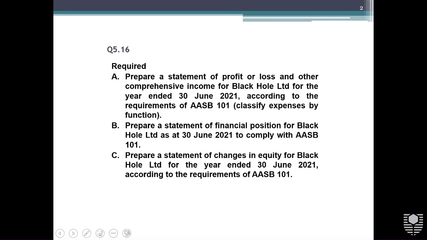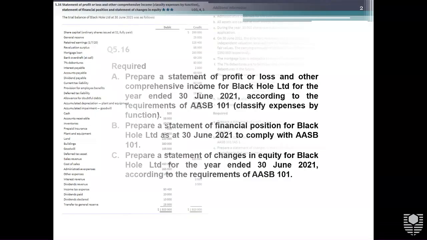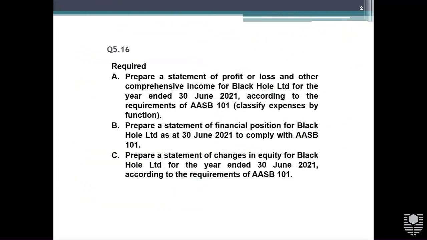So that's by function, but by nature is easy, because it's just the group. You divide it into your expenses: salaries, insurance. It doesn't matter, you're not allocating them out. It's just what you've actually allocated to those expenses. Okay, so that's your profit and loss, your balance sheet and your statement of changes in equity.